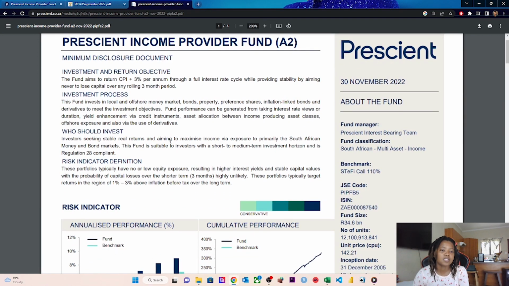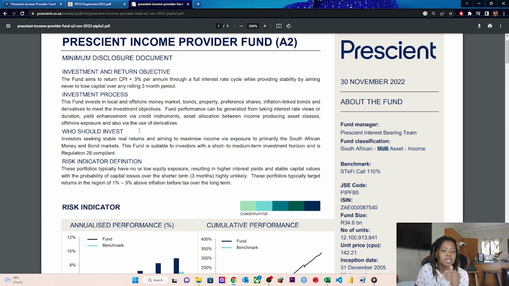The investment process: this fund invests in local and offshore money market, bonds, property, preference shares, inflation-linked bonds, and derivatives to meet the investment objectives. Fund performance can be generated from taking interest rate views on duration, yield enhancement via credit instruments, asset allocation between income-producing asset classes, offshore exposure, and also via the use of derivatives. So that's basically why it's called a multi-asset fund, because it invests in multiple asset classes. So that's all that we're saying.